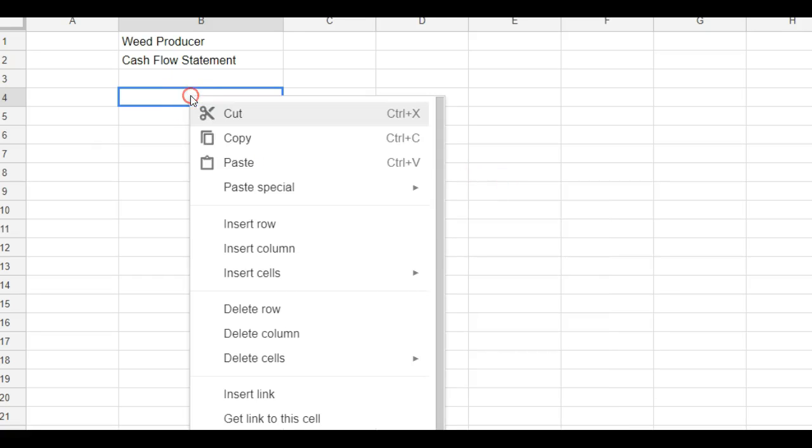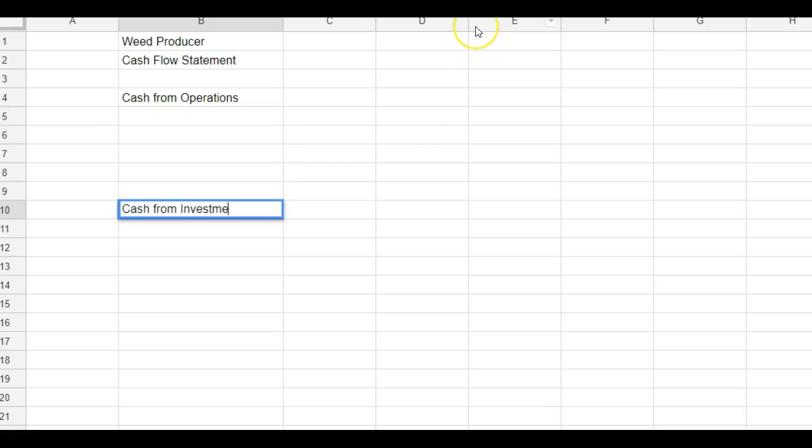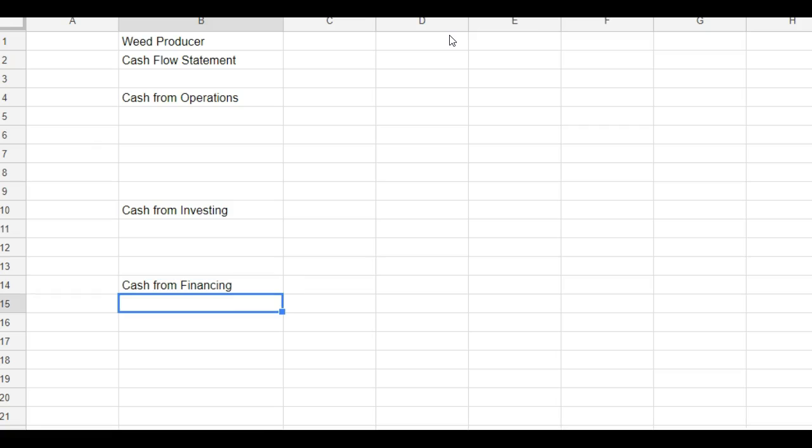Okay, so I lost my paste. So I'm going to do cash from operations. I'm going to go down here a bit. I'm going to do cash from investing. I'm going to do cash from financing. Okay? All right, there we go.